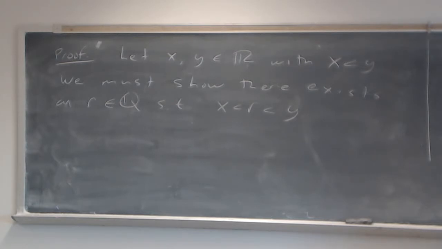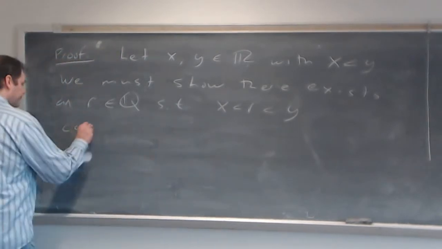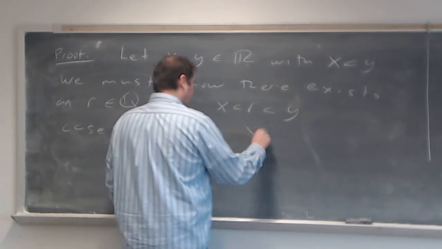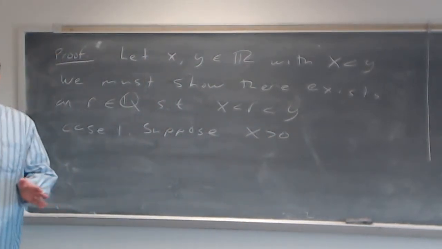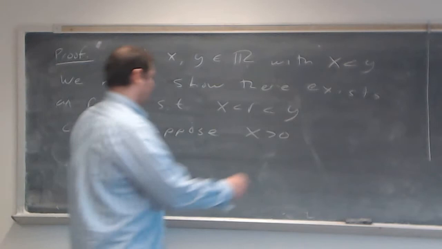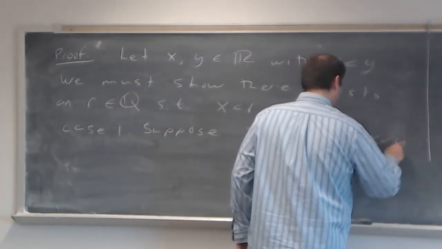And the way I'm going to do it is I'm going to break this proof up into cases based on what x is. So case 1, let's suppose x is greater than 0. Okay, so I've got x and y. x is bigger than 0. x is the smaller number, so that means y has to be greater than 0. So in this case, we have 0 is less than x is less than y.